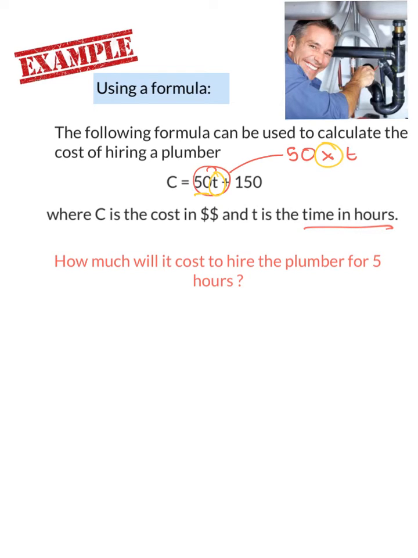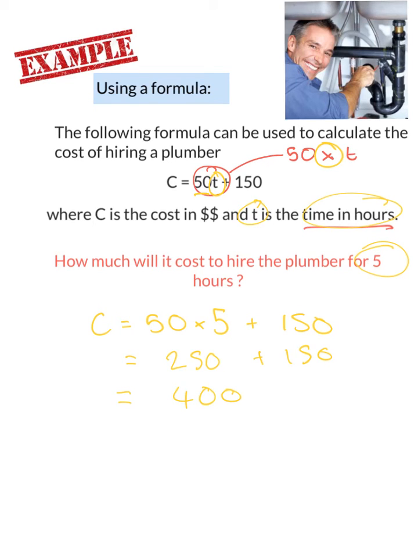So how much will it cost to hire the plumber for 5 hours? What we're going to do is sub in the value for T. Remember, T is hours. We've been given the time, which is 5 hours. So C, the cost, is going to equal 50 times 5, or T, plus 150. You can do this in your calculator, or 250 plus 150 equals 400. Now it's not just 400, of course. The cost was in dollars, so it's going to be $400.